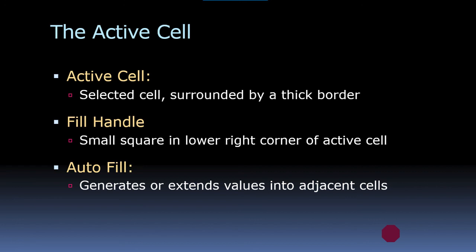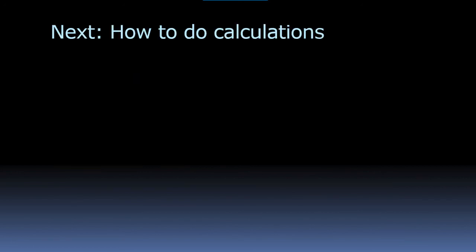One is the active cell. That's the cell that we've selected. The fill handle is that small square in the lower right corner of the active cell. And autofill is the ability to copy something or extend the values into adjacent cells by dragging the fill handle and moving it to the right or moving it down. So next, we're going to do some calculations.